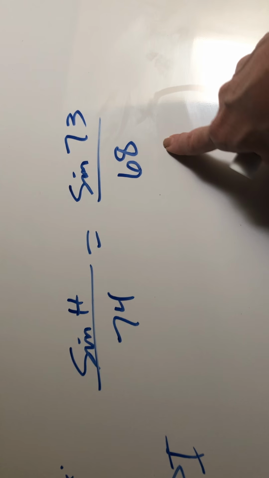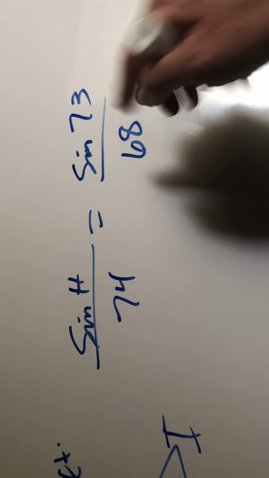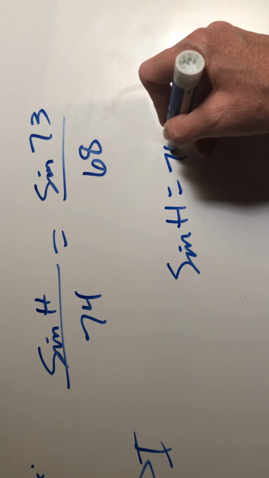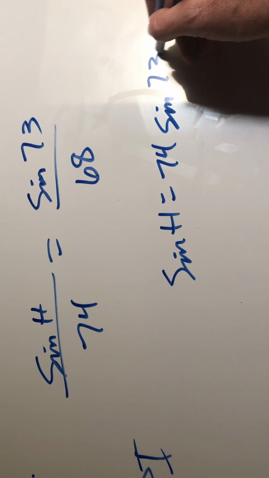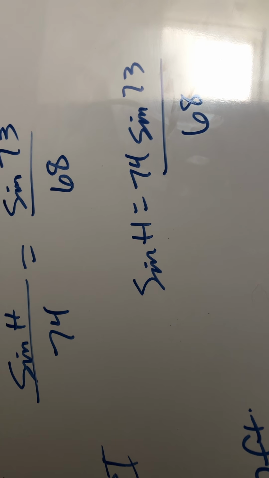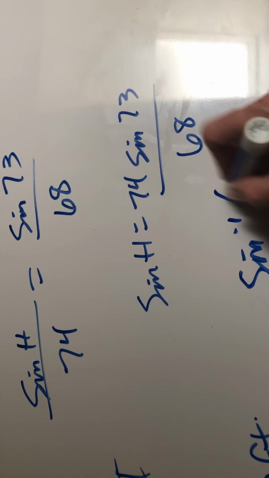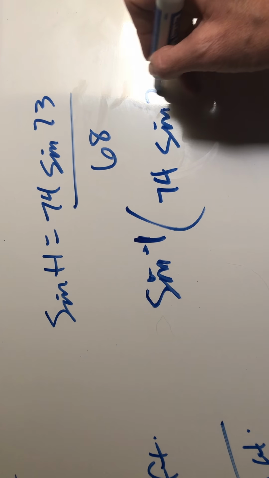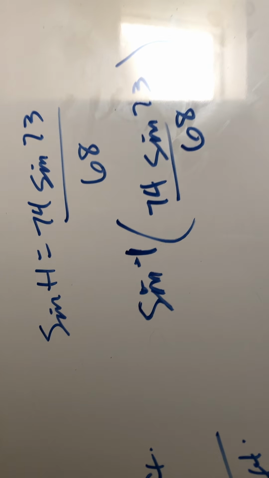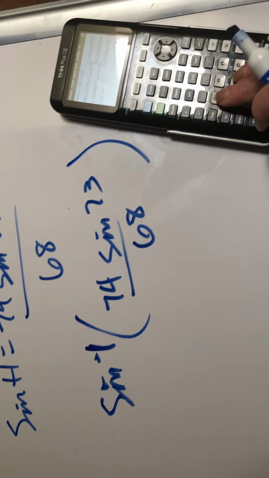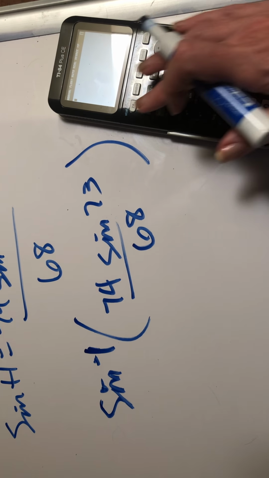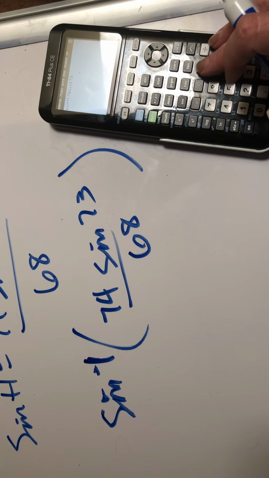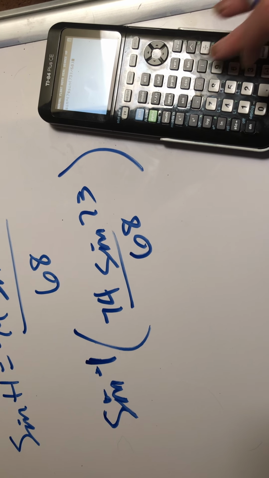Then we've got one move to make. For the sine of H, it's going to be 74 sine 73 over 68. And then again, we've got to do inverse sine on that. I showed you how to find the angle measure on the other video. So we're just doing the same thing here to see if it does make a triangle. So then 74, actually not yet, second sine, 74 sine 73. And then we divide that by 68.